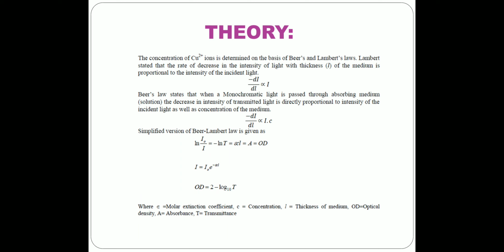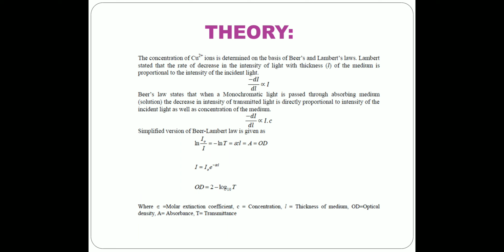So if the percentage of absorbance or percentage of transmittance is plotted against frequency, we are able to get the absorption spectra. For this experiment, Lambert's law states that the rate of decrease in the intensity of the light with thickness of the medium is proportionate to the intensity of the incident light, which can be expressed as minus dI/dl, which is directly proportionate to I.